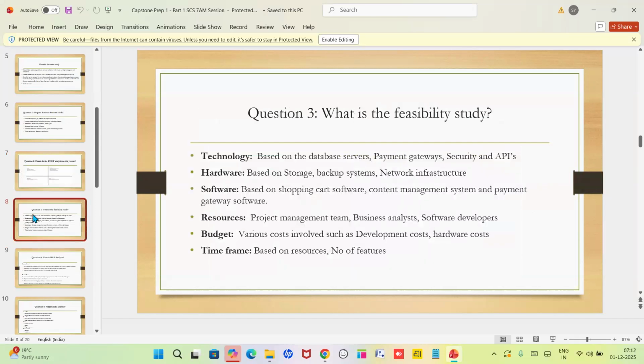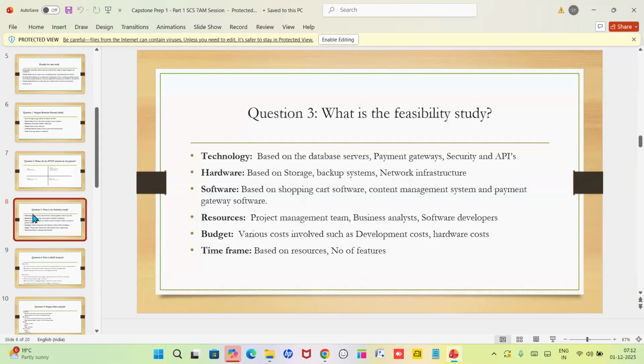And the third question is about the feasibility study. The feasibility study is to check whether this project is viable or not. It means what are the possibilities to implement an application? We need to go through that. What are the possibilities, what are the technologies, what are the resources, what is the budget, what is the timeline, and what is the software we are using?